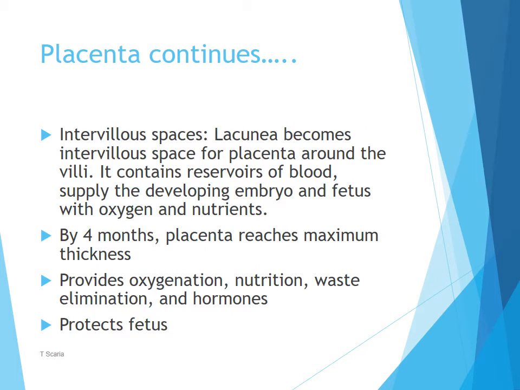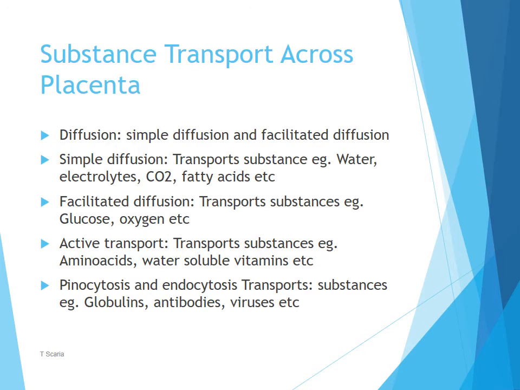What is the intervillous space? The lacuna becomes the intervillous space for the placenta around the villi. It contains reservoirs of blood which supply the developing embryo and fetus with oxygen and nutrients. By 4 months, the placenta reaches maximum thickness and provides oxygenation, nutrition, waste removal, and hormones. The placenta also protects the fetus.